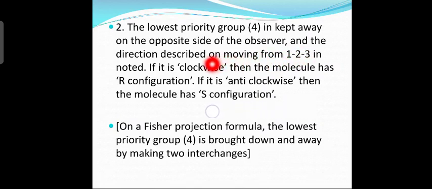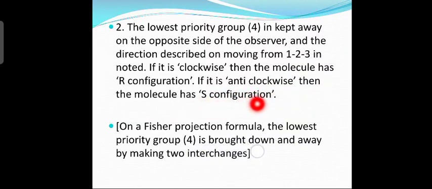And the direction described on moving from 1 to 3 is noted. You have to number the groups in the priority order: 1, 2, 3, with the highest priority as number 1, next 2, next 3. Then see if it is present in clockwise direction. If these numbers are present in clockwise direction, then you assign configuration R. Suppose these numbers are present in anti-clockwise direction, then you have to assign the configuration S.